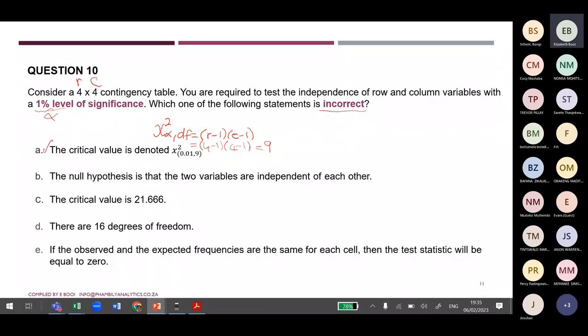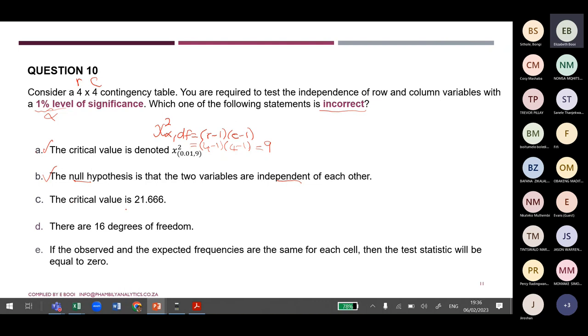How do we state the null hypothesis and alternative hypothesis for a contingency table, chi-square for independence? Your null hypothesis always has, you forgot about this, we did it last week, Sunday, an equal sign. Yeah, we're dealing with a contingency table. It's either independent or dependent. So the null hypothesis will always state that the two categorical variables are independent. So therefore it means statement B is correct.